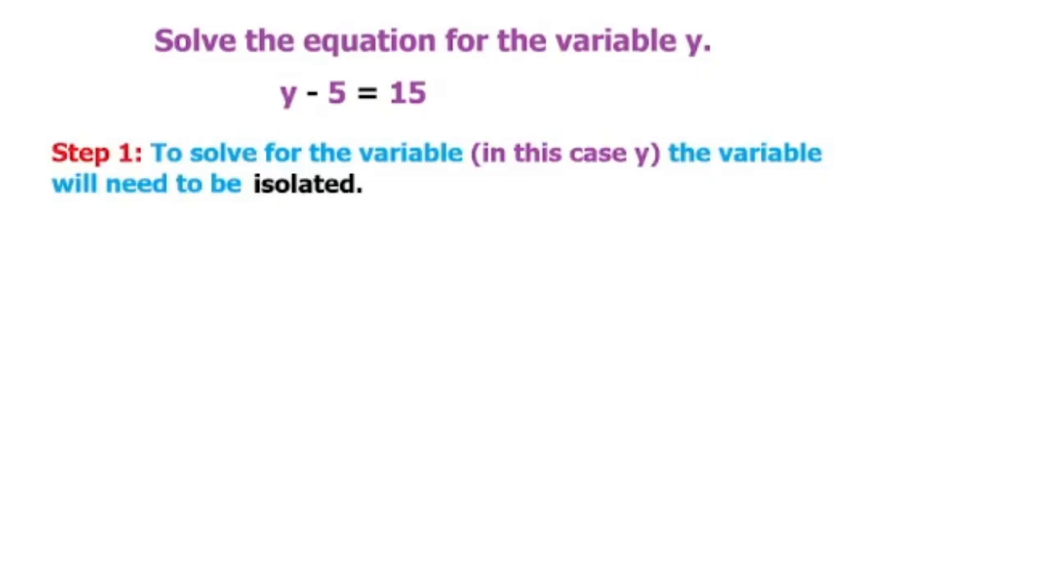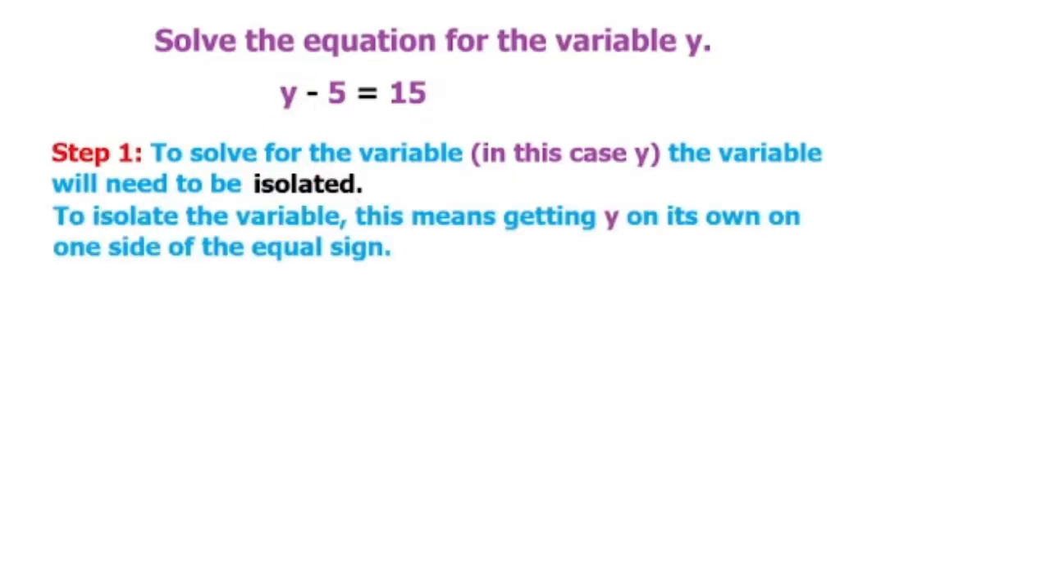So the first thing to know is that to solve for the variable, in this case y, the variable needs to be isolated. So you need to try to get y by itself. So how do you do that? To isolate the variable, this means getting y on its own on one side of the equal sign.